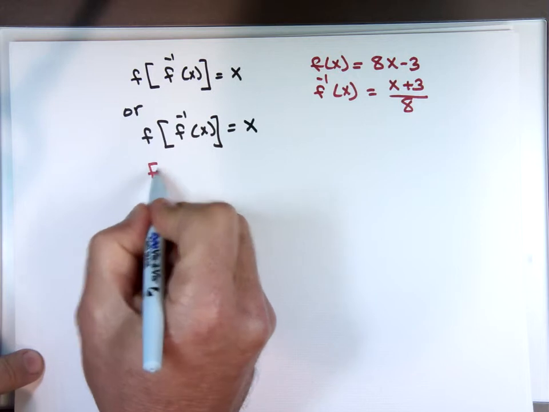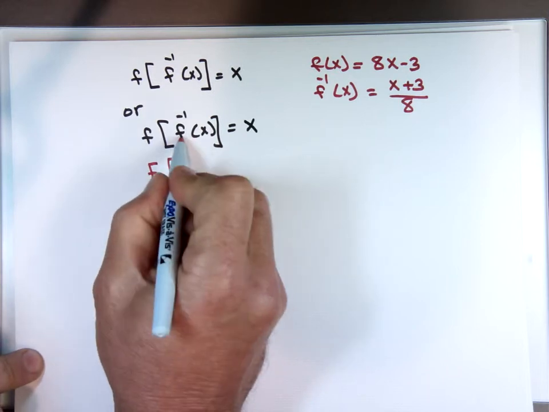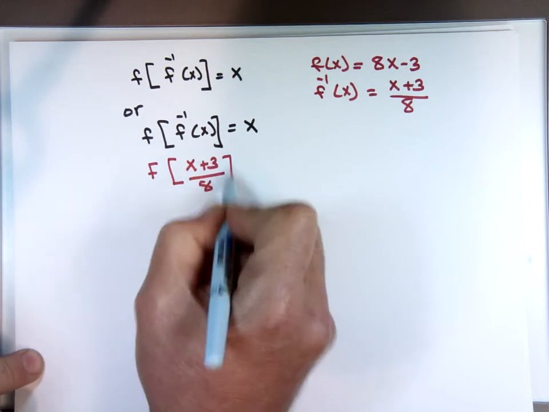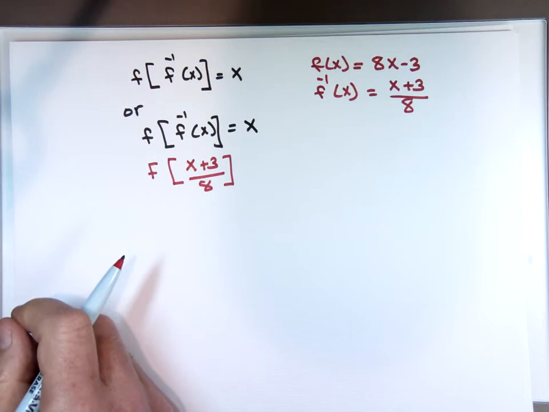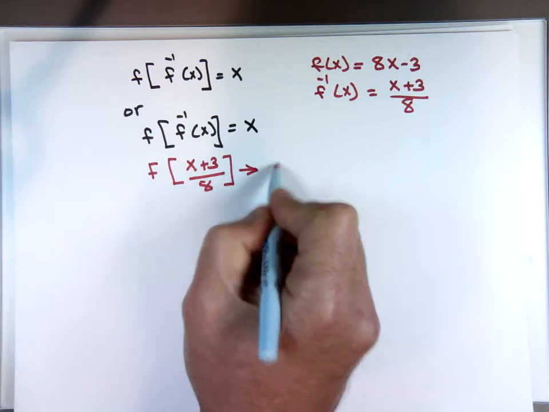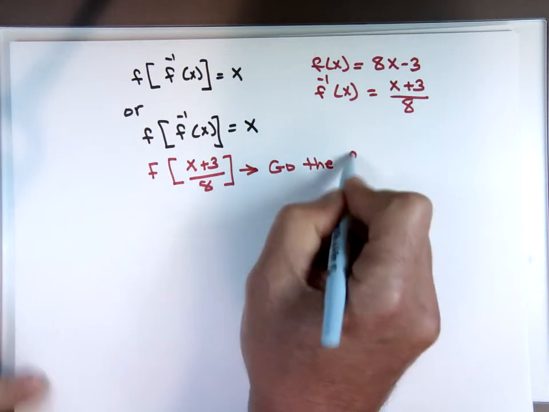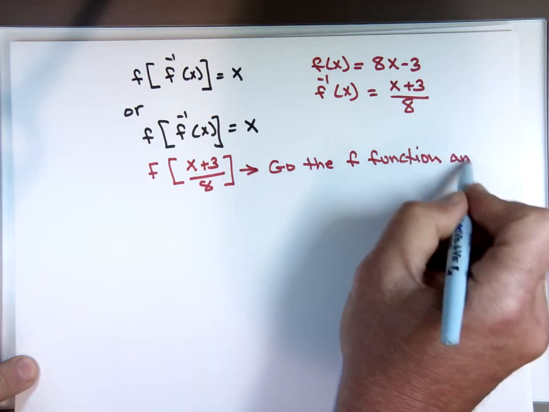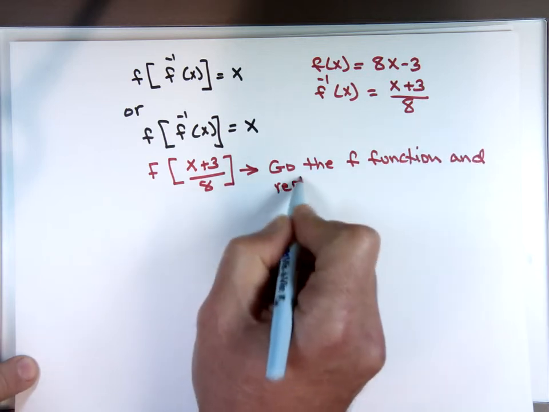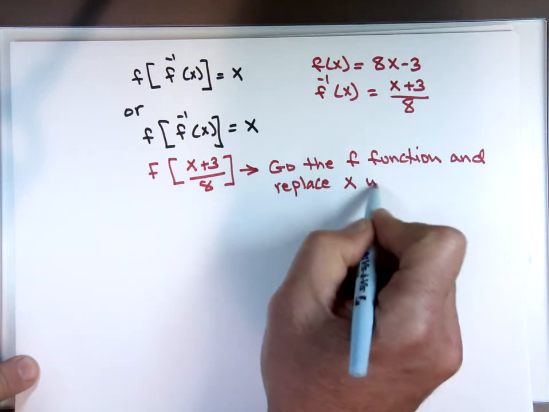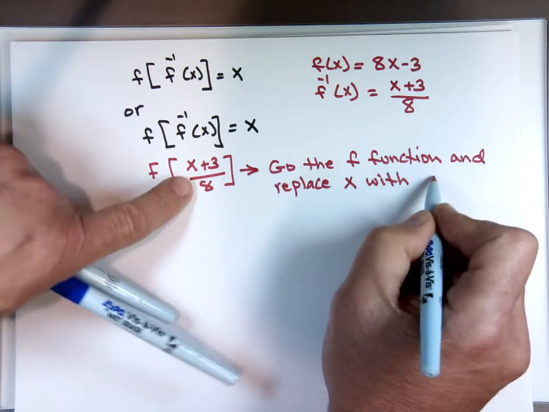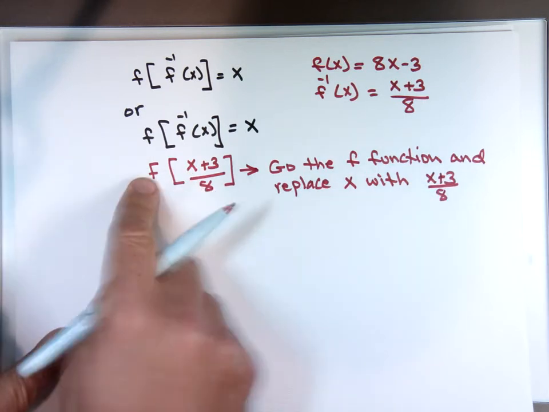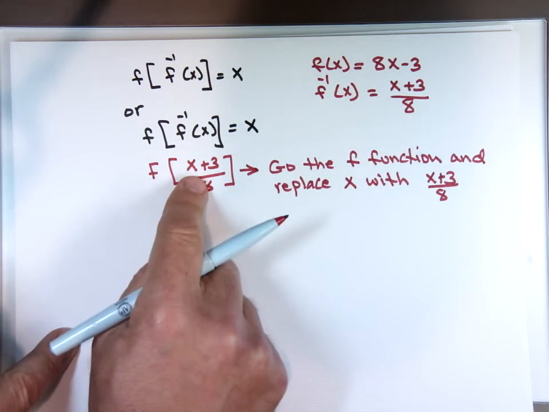So what is f of the inverse? Well, the inverse happens to be x plus 3 over 8. And when you see that, it says go to the f function and do what? Replace x with what? With x plus 3 over 8. F of this one. Replace x in the f function with this one.